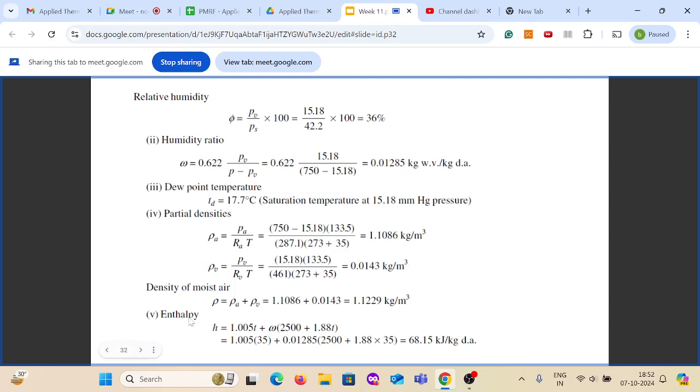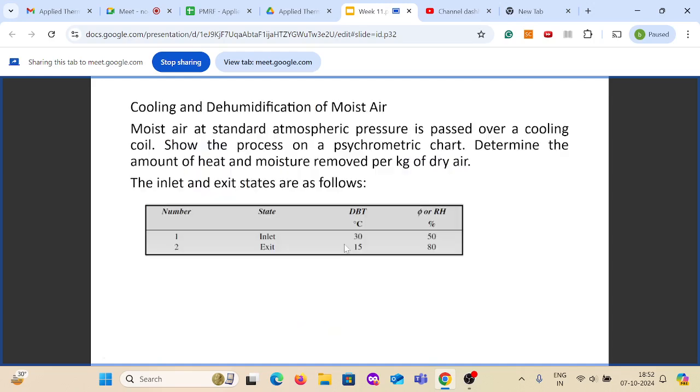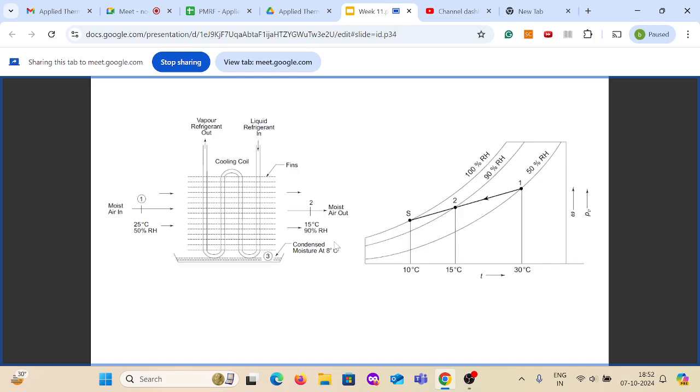The enthalpy is given as Cp of air times T plus omega times the enthalpy of water vapor. So 2500, which is the latent heat of phase change at 0 degrees Celsius, plus Cp of water vapor times temperature. That will give you the enthalpy. Substituting, we get the total enthalpy of air as 68.15 kilojoule per kg of dry air. So next we will go into the process.